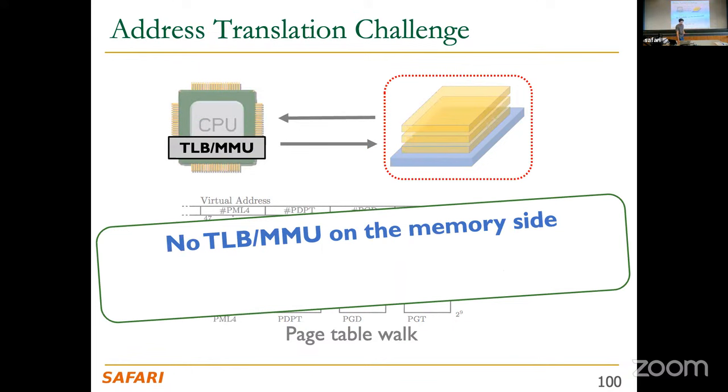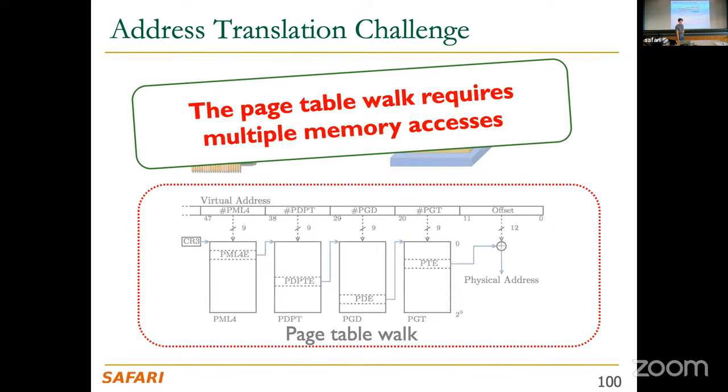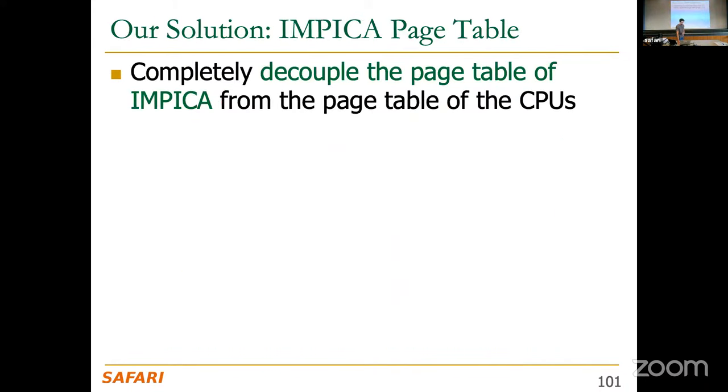so it would be even worse if we need to do this for the PIM cores themselves. But the problem is there is no TLB or memory management unit on the memory side, and duplicating everything is going to be costly. The page table walk requires multiple memory accesses, so that's not ideal. It's not a good idea.